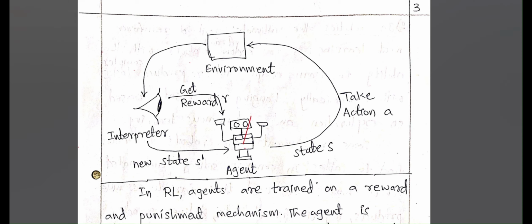Here you can see it is an agent, and the agent is in the current state S. Let us think it is a current state in S, and it decides to take an action A in the environment, interacting with the environment. The interpreter here checks whether the agent is choosing the right action or the wrong action. If the agent chooses the correct action, the interpreter gives a reward to the agent. And if the agent chooses the wrong action, then it will not get the reward. So let's next move on.